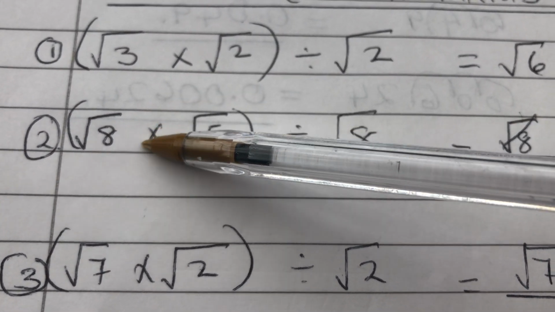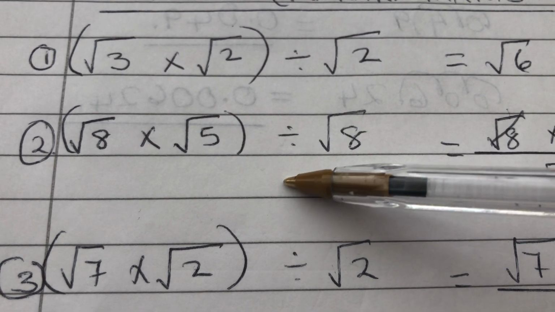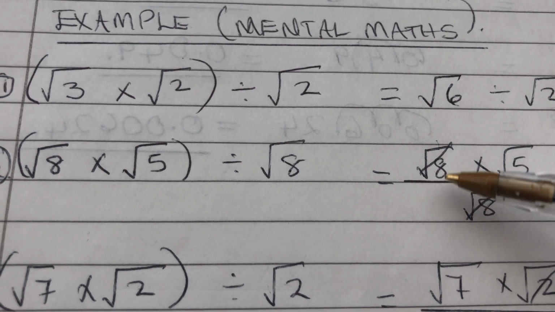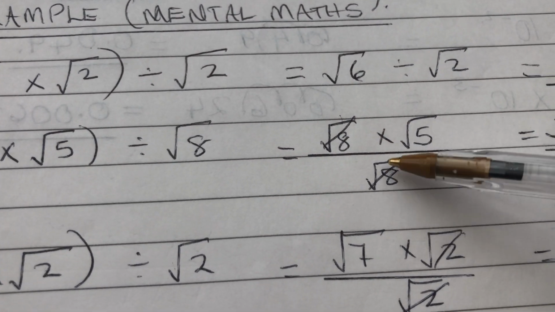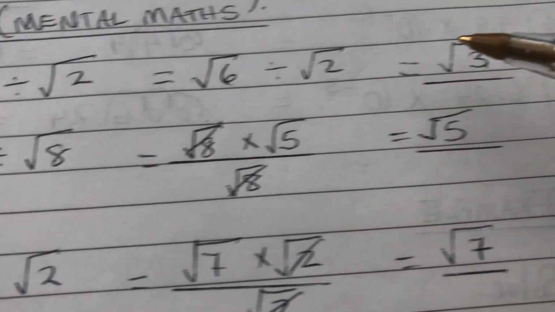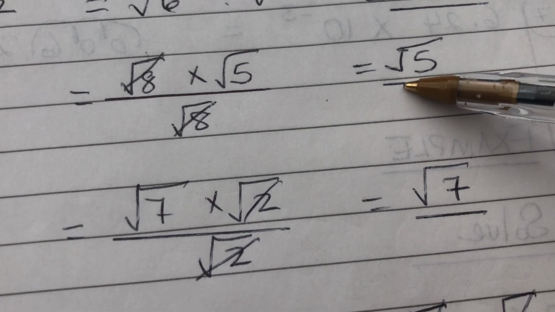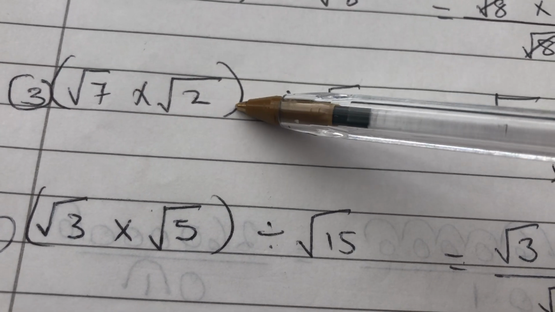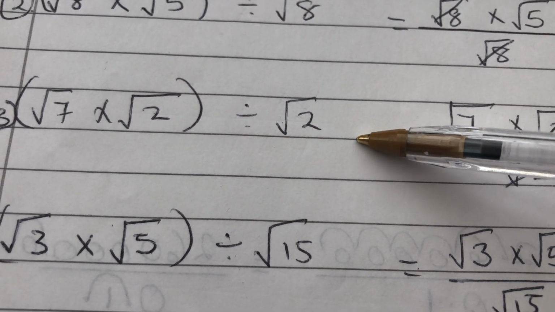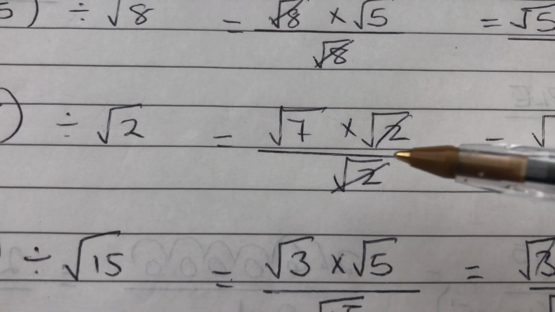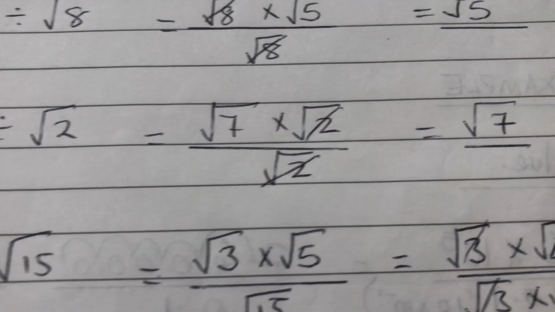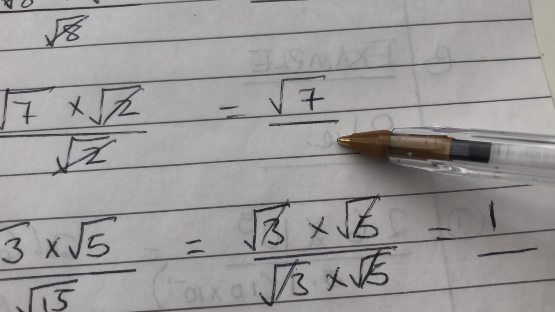Now, root 8 times root 5 divided by root 8, the same thing. So root 8 will cancel out, and you are left with root 5. Root 7 times root 2 divided by root 2. So root 2 will cancel out, and you are left with root 7.